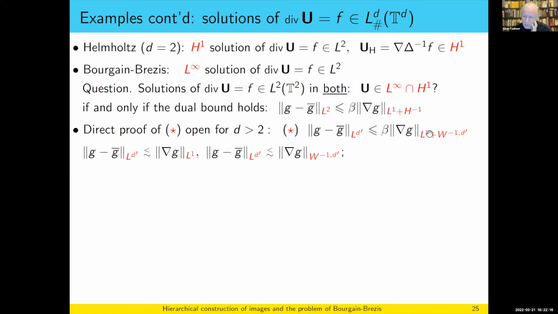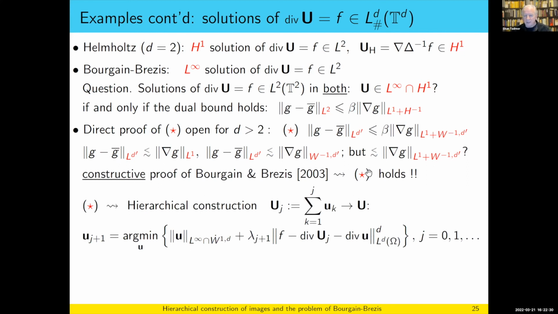Let me explain. In order to solve this inequality, we require this decomposition of the gradient into two pieces, and it was not known if this estimate holds. And it was solved by Bourgain-Brezis. The question is, how did Bourgain-Brezis show that star holds? They showed that star holds simply by constructing a solution for their problem, namely a solution for div u equals f, where u is in the intersection of L infinity and H1. This construction is extremely intricate, way more intricate than can be described here, specifically tailored to this problem. But once they have a constructive proof, of course, it follows that star holds.